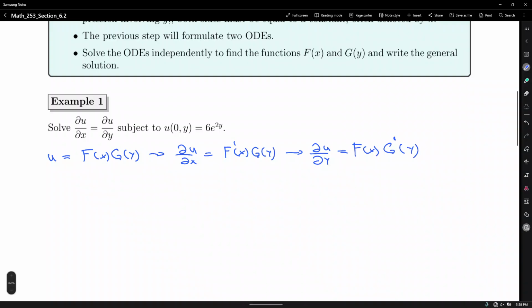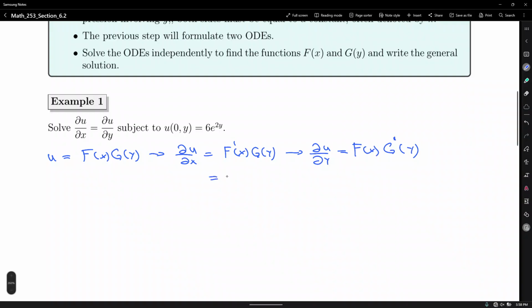After differentiating, it's fine if you don't write the parentheses x and parentheses y, because when we are setting a solution of this form, it should be understood that the first function is a function of x and the second function is a function of y. Also, the reason I'm not going to write the of x and of y is to shorten the notation.